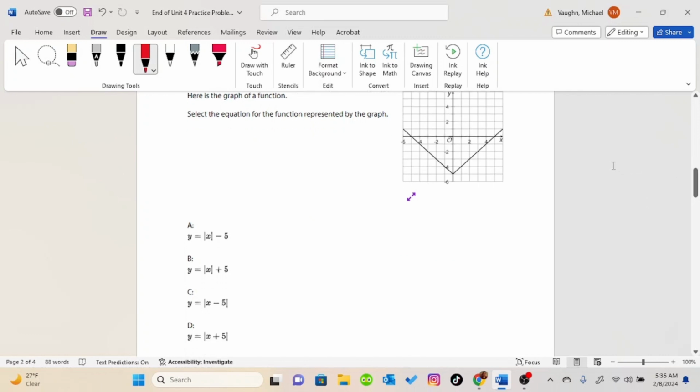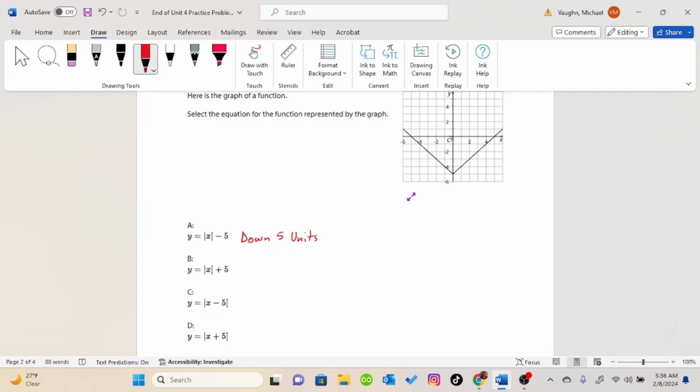Here is the graph of a function. Select the equation for the function represented by the graph. So if we look at these, A has a -5 outside the absolute value symbols. So this represents a shift down 5 units.